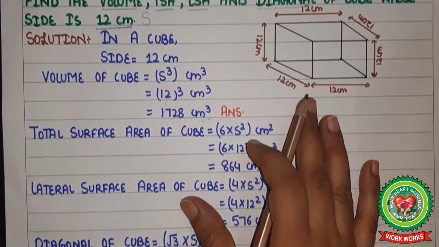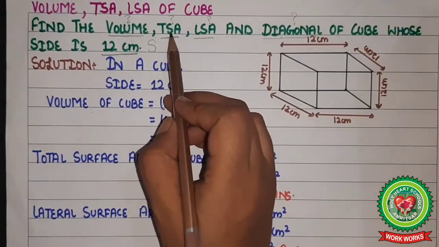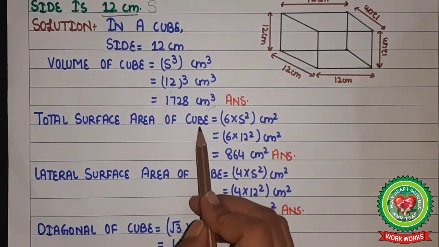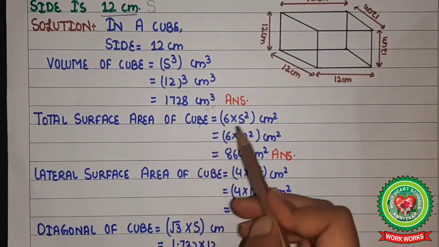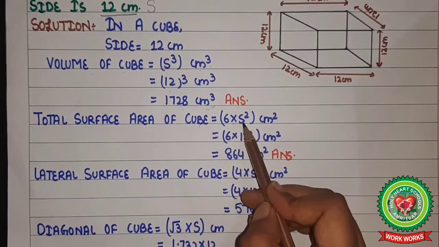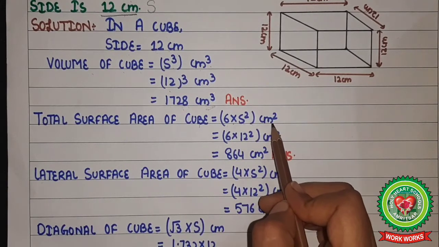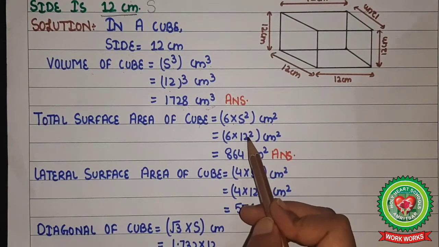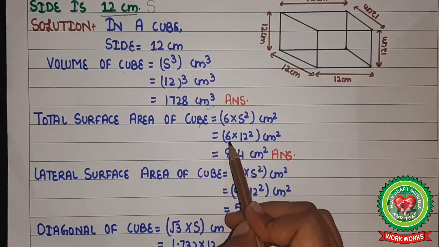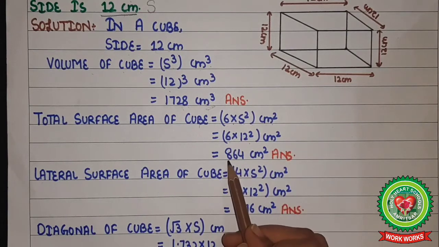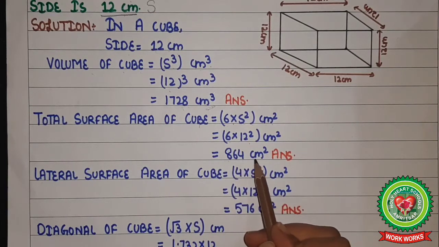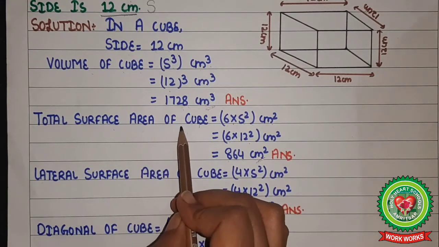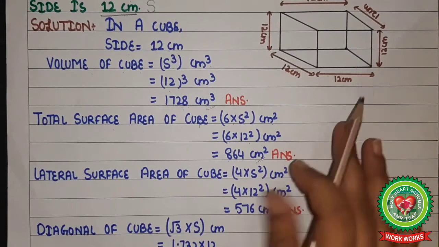Now next we have to find the total surface area of cube. So what's the formula of total surface area of cube? That is 6 multiplied by side square, centimeter square. Now put the value of side, that is 12. So 12 into 12 into 6, after multiplying we will get 864 centimeter square as the answer of total surface area of this cube.